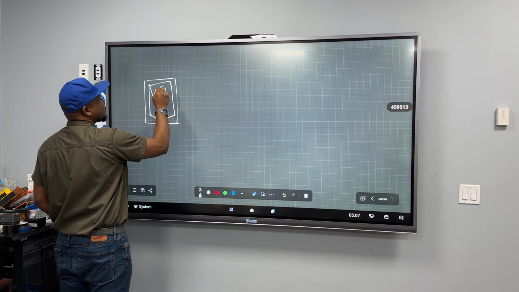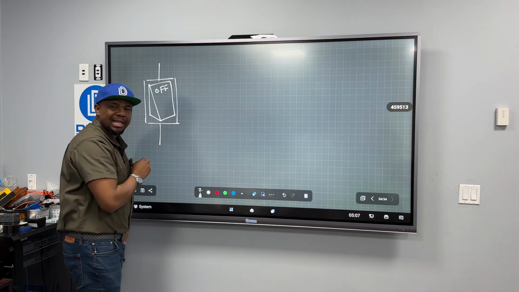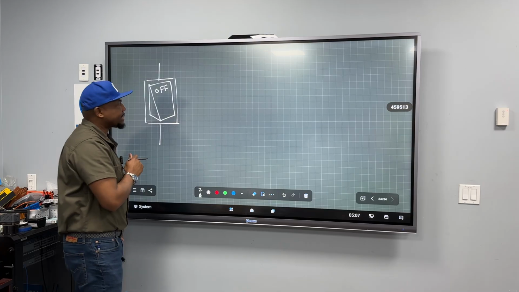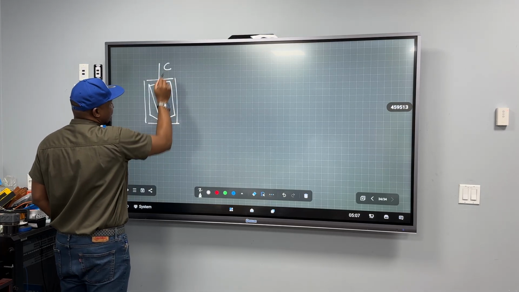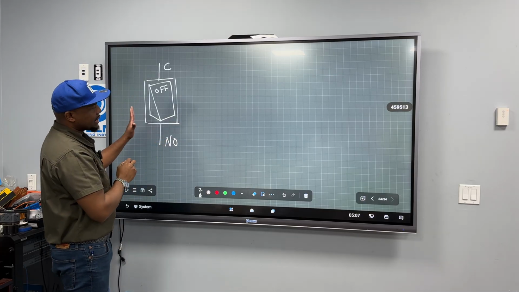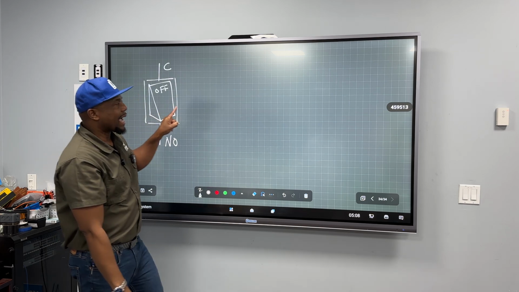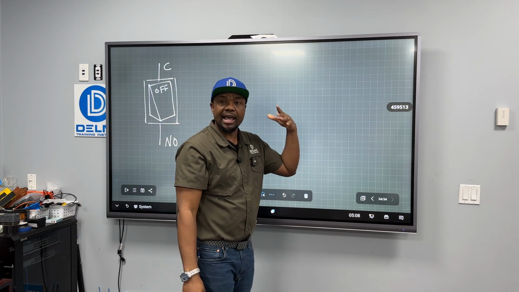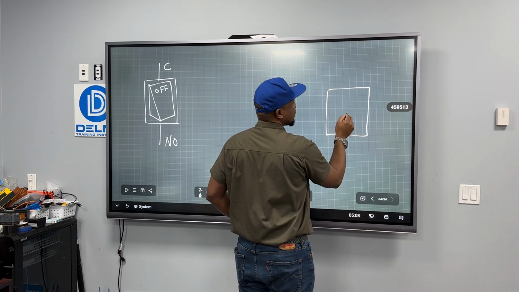Off. And because it's a single pole, single throw, I'm going to use one that is in the open state. So this is going to be the common. This is going to be the normally open. So this is what it is. And I want, when I toggle this switch, to turn on a fan. So this is my output device.